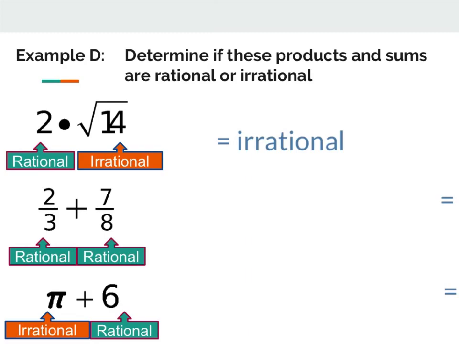For the second one, I've got a rational number and a rational number. Now, don't worry, I'm not asking you to add fractions. I know we're not big fans of that, but I'm just looking for if it's rational or irrational. Since I've got two numbers that are rational, my answer will be rational.